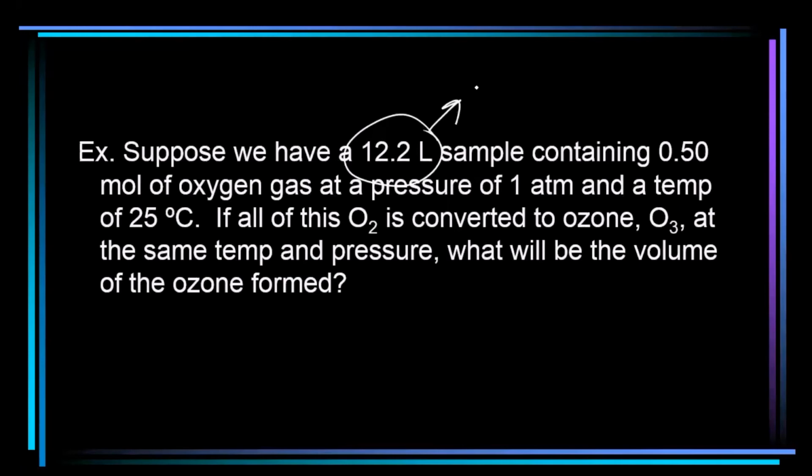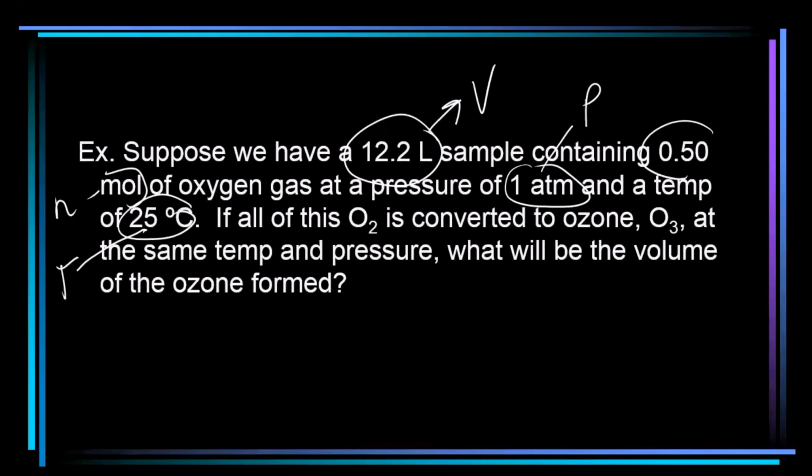We have 12.2 liters, that's volume, containing, that's N, at a pressure, P, and a temperature, T. All of this oxygen is converted to ozone. Right there, that tells you that's a little weird. We've not seen one like that. At the same temperature and pressure, what does that allow us to do? That allows us to cross it out. We don't need it. If a variable does not change, then we don't need it. What will be the volume of the ozone?